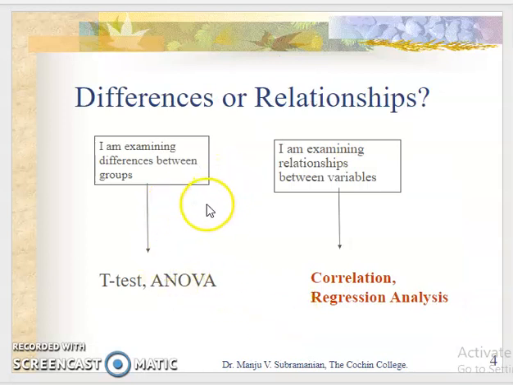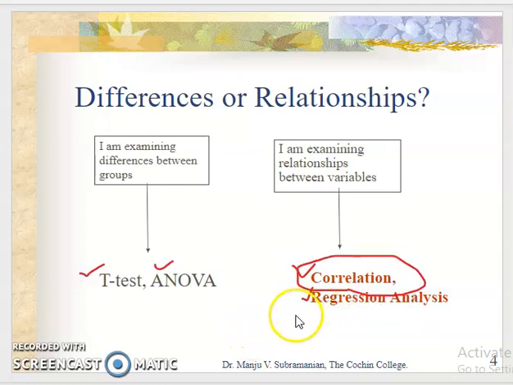So if you want to find the differences or the relationship between the variables within the group or between the groups, we can use a certain type of test. For example, the t-test can be used, ANOVA can be used, correlation can be used, and regression analysis can be used. And in your syllabus, you just have to study the correlation analysis. So in order to find the relationship between the variables, we use correlation.